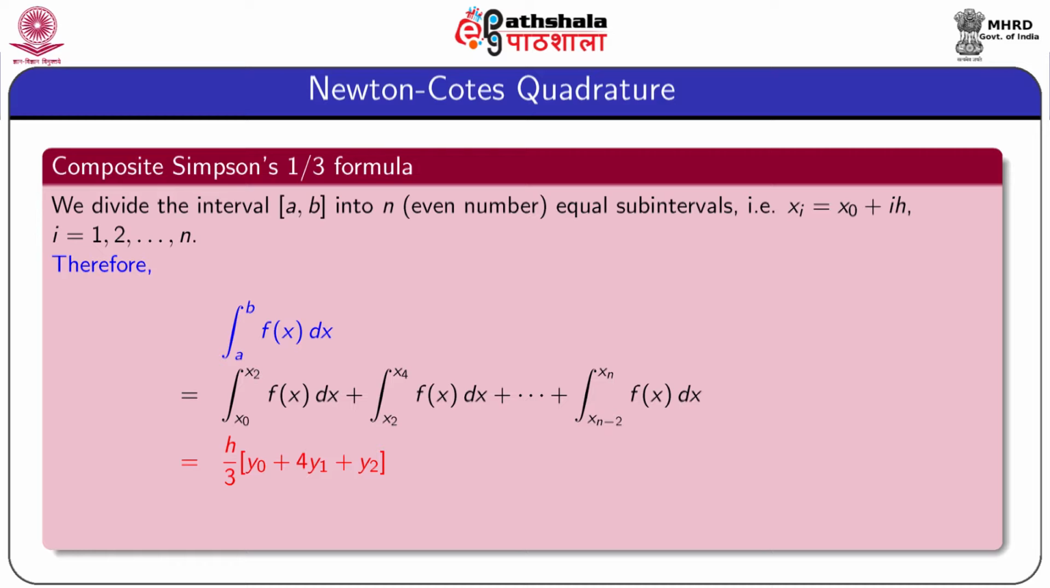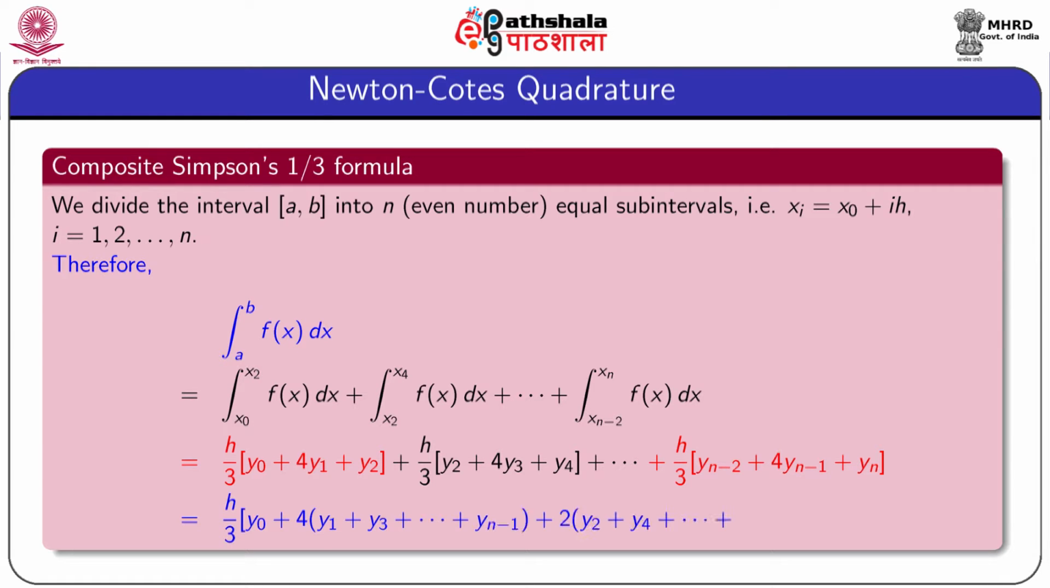And the value obtained for the first integral is h by 3 (y0 plus 4y1 plus y2) obtained by Simpson one-third formula, and the value for the second integral is this one, and the value for the last integral is this one. After simplification, the formula becomes h by 3 into (y0 plus 4 into (y1 plus y3 plus dot dot dot plus y(n minus 1)) plus 2 into the sum of the y's with even suffixes plus yn). That means 4 into the sum of the y's with odd suffixes plus 2 into the sum of the y's with even suffixes. So, this is the composite Simpson one-third formula.